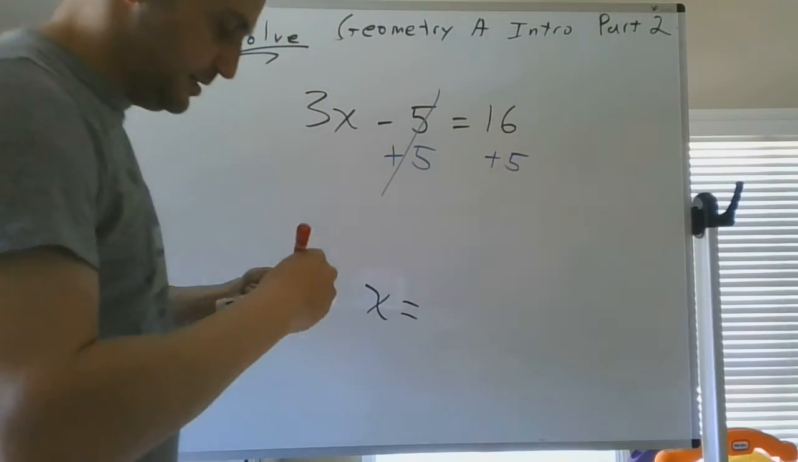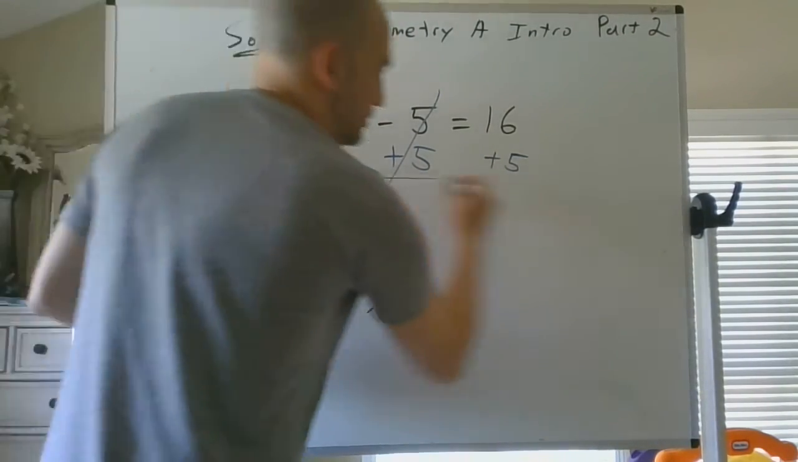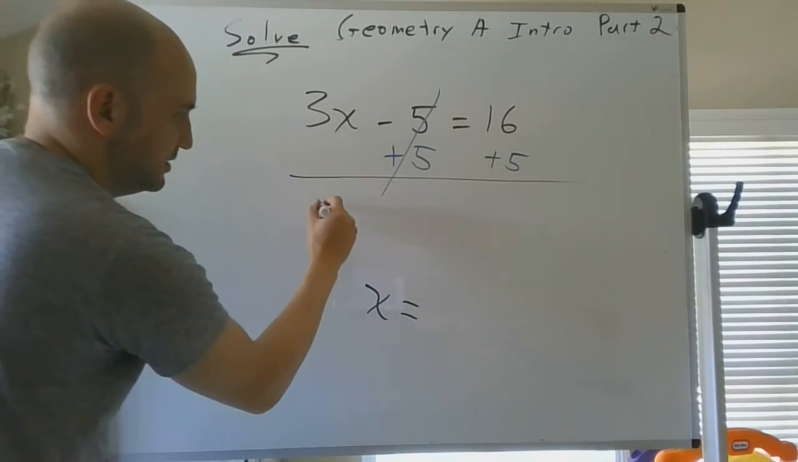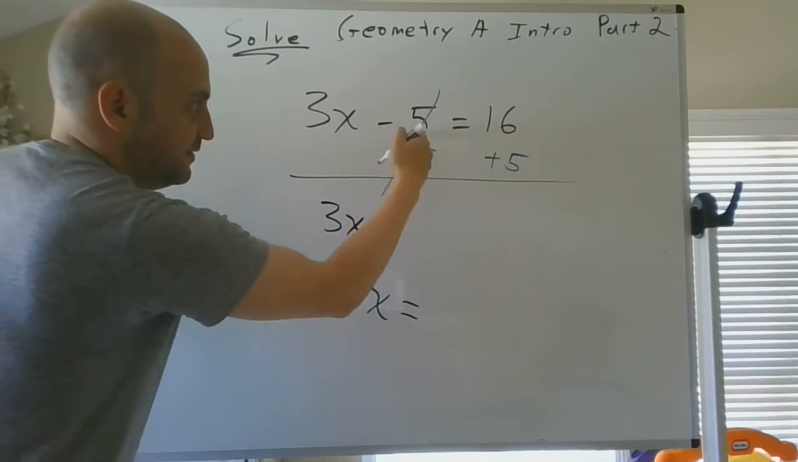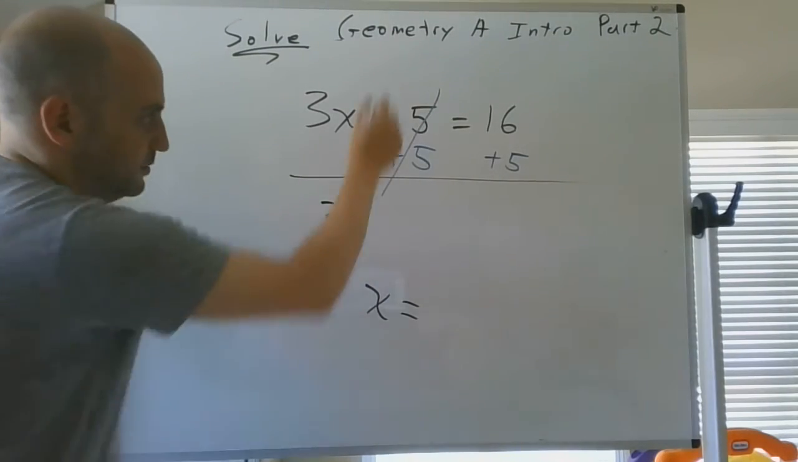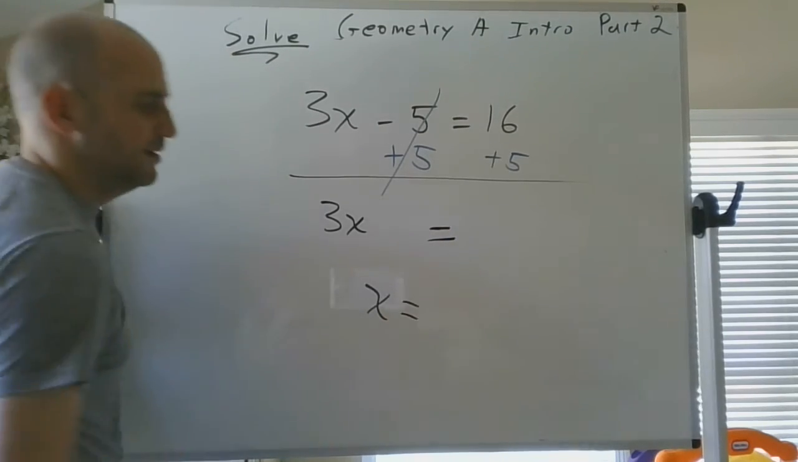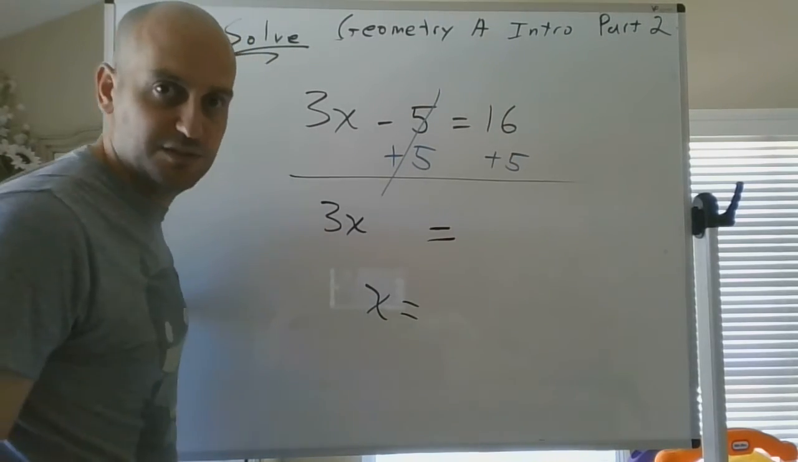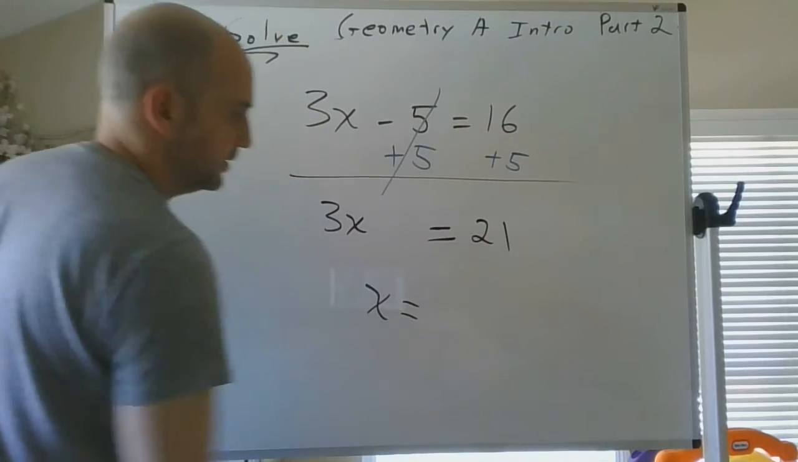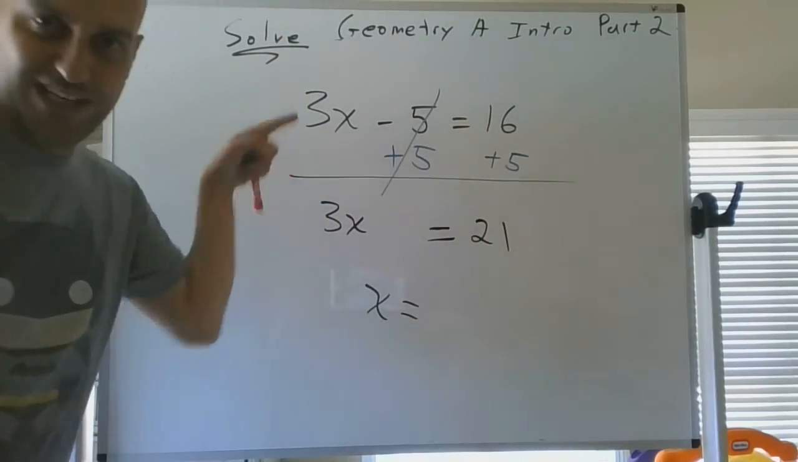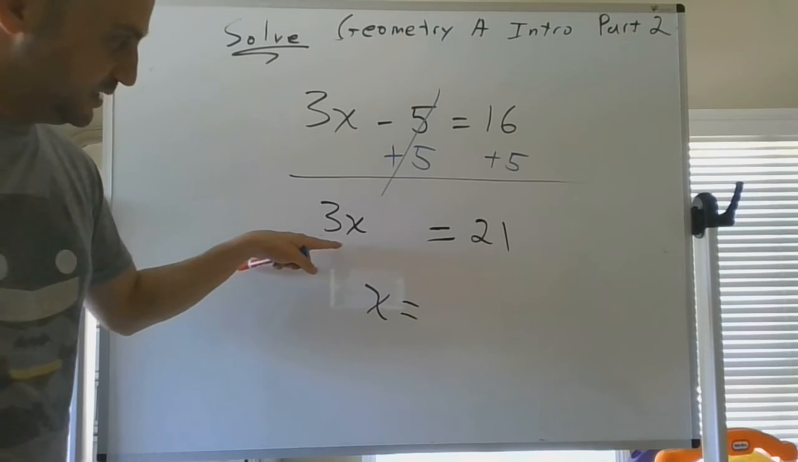As soon as I do that, I'm going to draw a new line, and I'm going to go from left to right. Let's see what we have here. I'm going to bring down the entire 3x. Negative 5 plus 5 canceled out. That's why I put a little slash through it. Bring down the equal sign. And then I'm just going to do 16 plus 5, which is 21. Okay, I have 3x equals 21. Just like the last problem we did, right? This was just one extra step. What's the opposite of multiplying by 3?